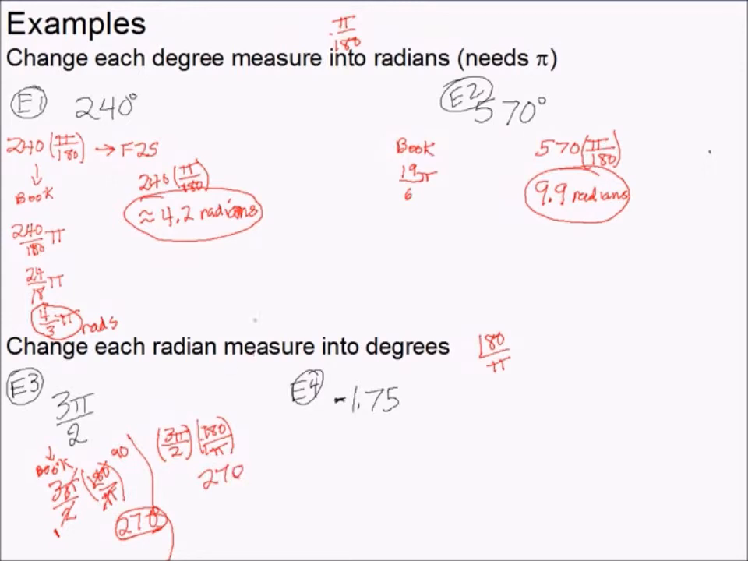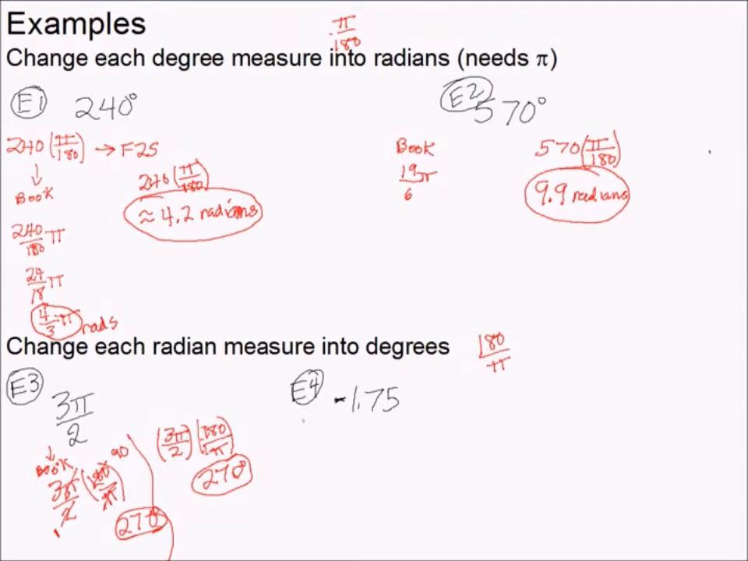And my pad is not working. You would also get 270 degrees. And notice there are no radians in here. We have to cancel radians out.